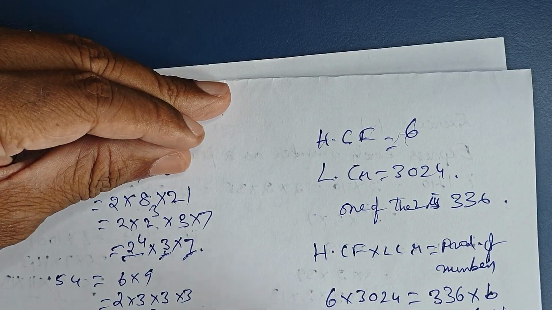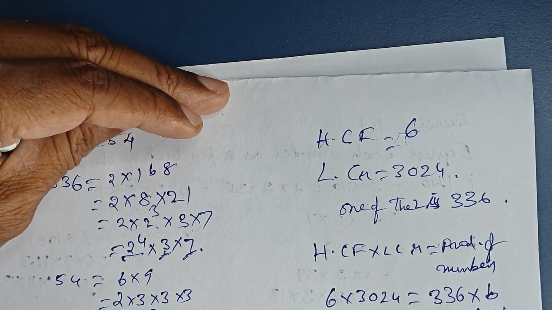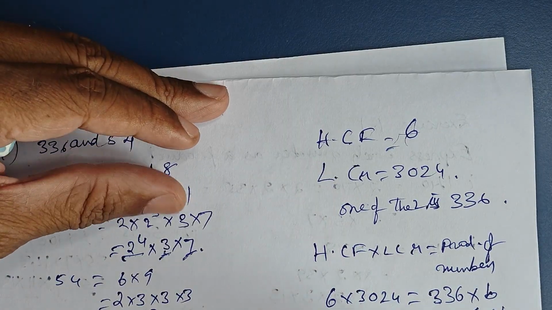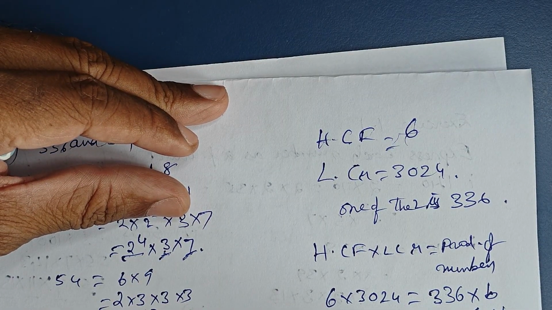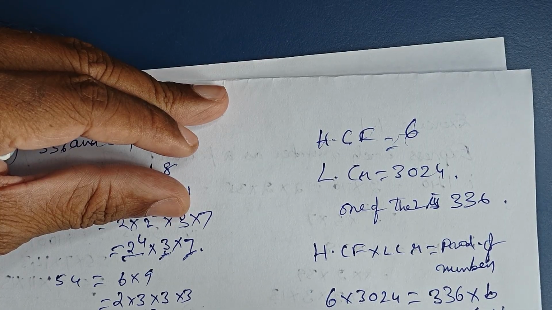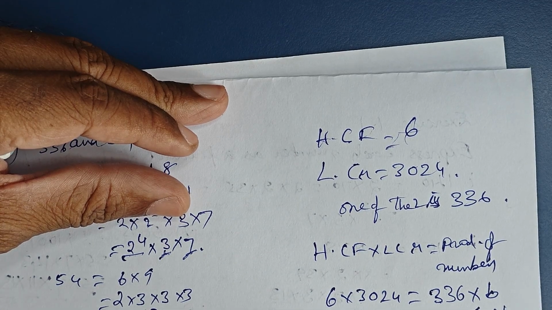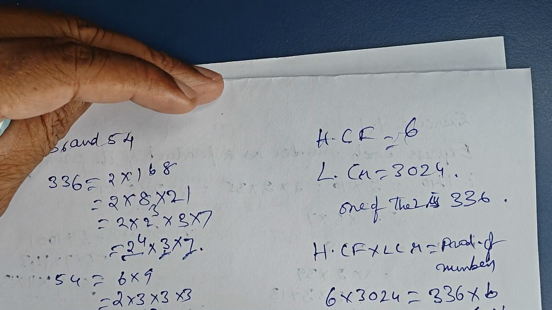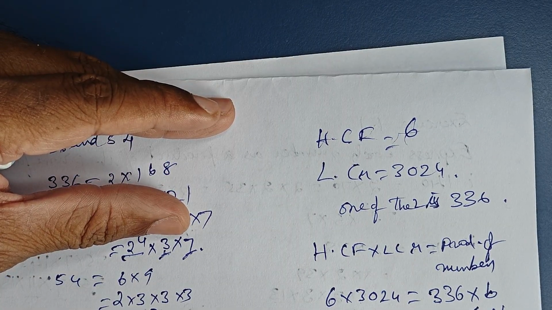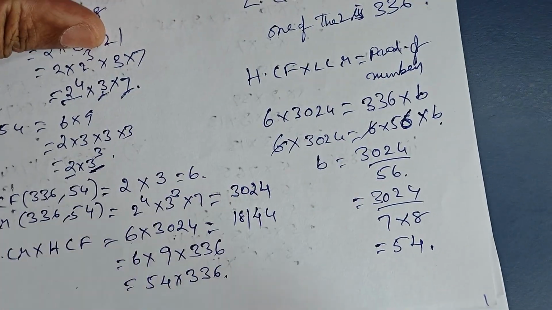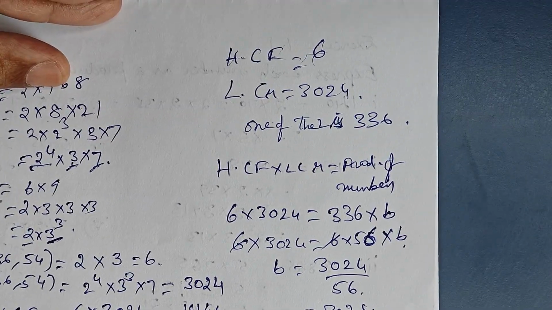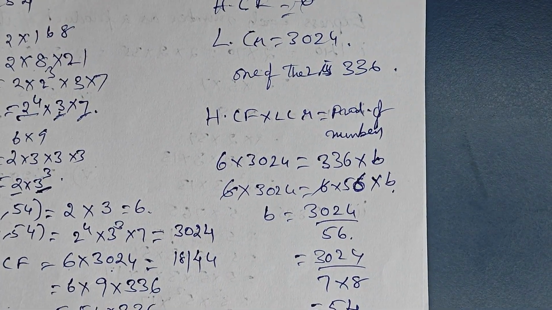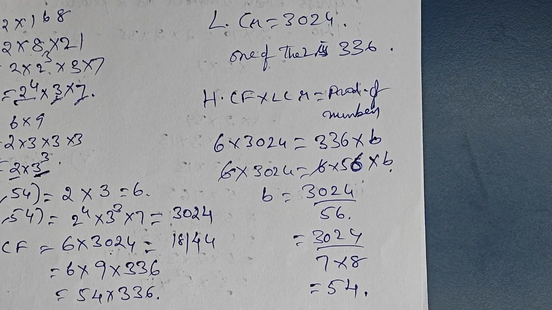So the 6 6 you can cancel, and then B is equal to 3024 divided by 56. You can do 7 into 8 divided by 7 into 8. Can we divide this with 7 and 8? You will definitely get the final value as 54. So this maths always matches. Sorry if I have not covered this division part in the video, but you can do this. This is pretty much easier.